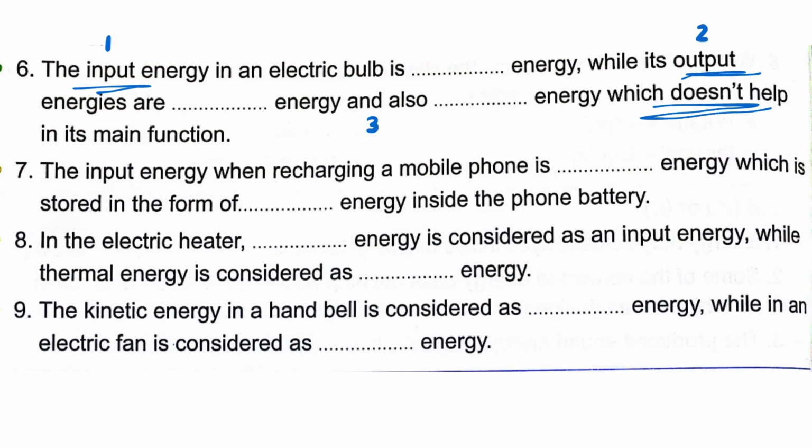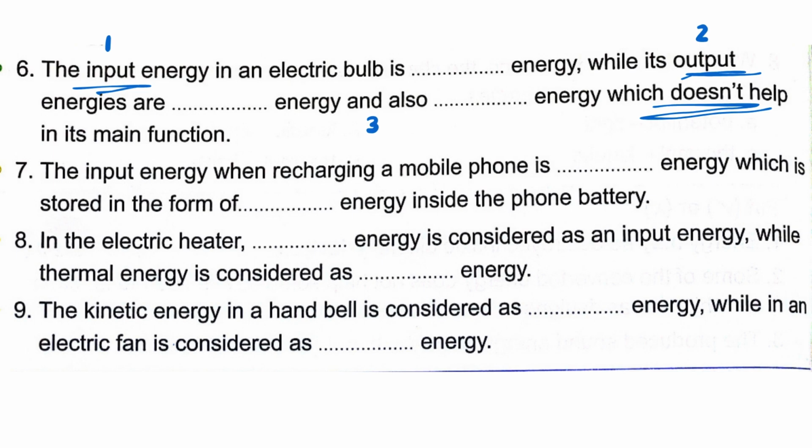Last 4 questions. The input energy in the electric bulb is which energy? While its output energies, we have 2 energies. One is important for the light lamp, as it helps the light bulb to do its function, and the other doesn't help in its main function. So here the arrangement is very important, as you will see now.